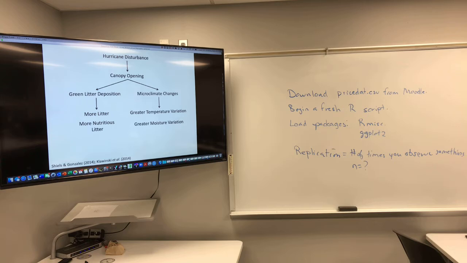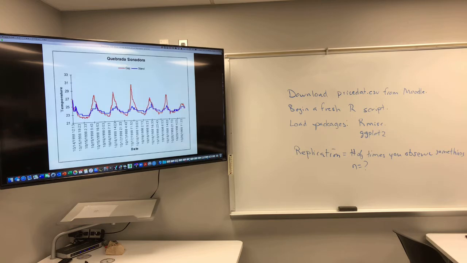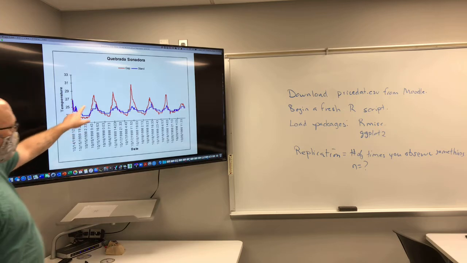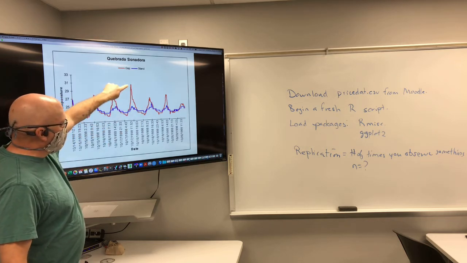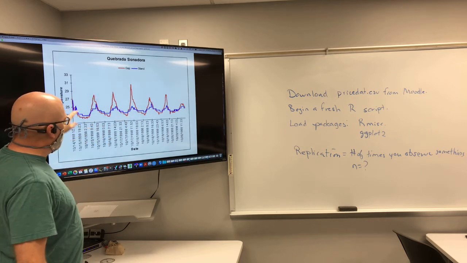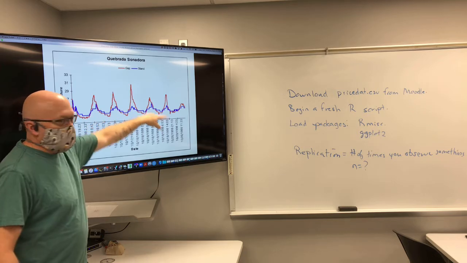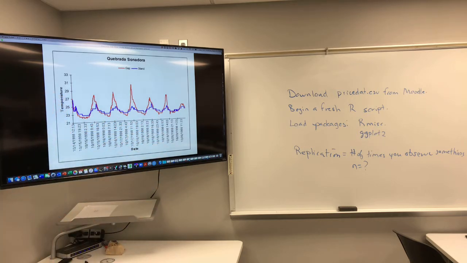It gets hotter during the day. It gets cooler at night. It gets wetter when it's wet. It gets drier when it's dry. This is a chart of temperature in treefall gaps where there have been canopy openings. You see it gets much hotter during the day. It gets somewhat cooler at night. In places with closed canopy forest, the temperatures are much more stable.